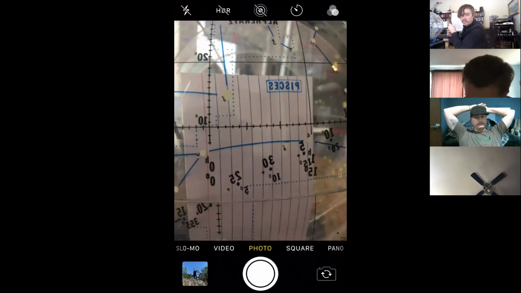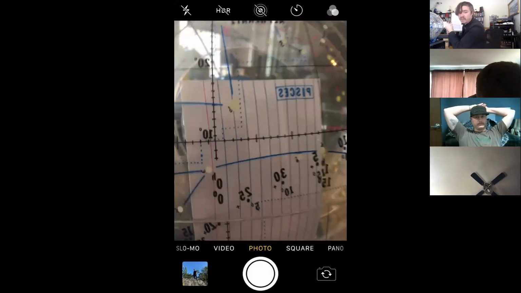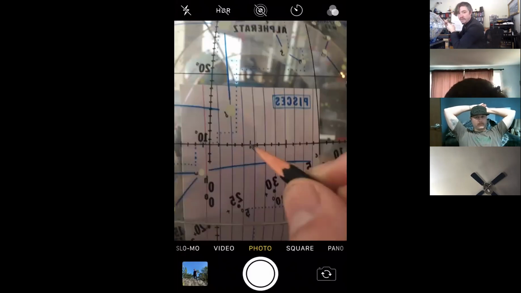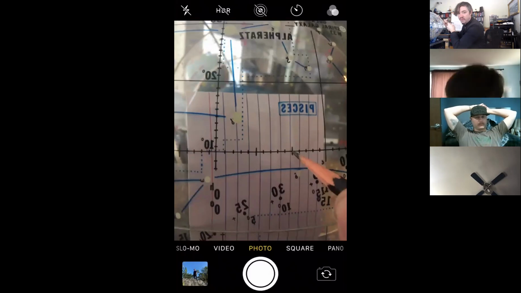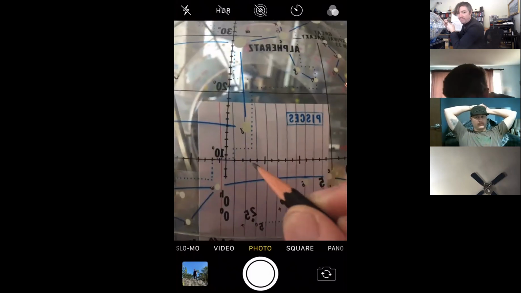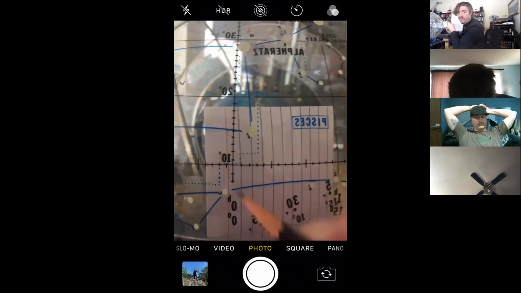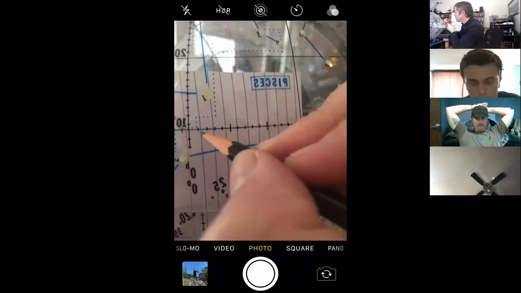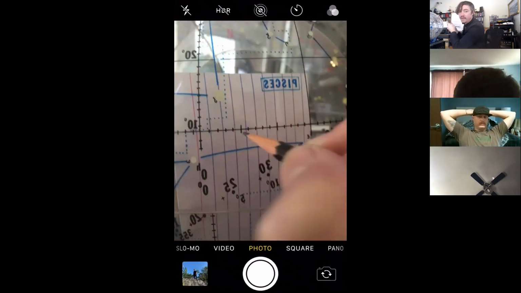60 minutes in an hour. What's 60 divided by 3? 20 minutes. So this is 20 minutes. This is 40 minutes. Let's see, we have 1, 2, 3, 4, 5 boxes. 20 divided by 5 is 4 minutes. So each of these little tick marks are 4-minute intervals, okay?